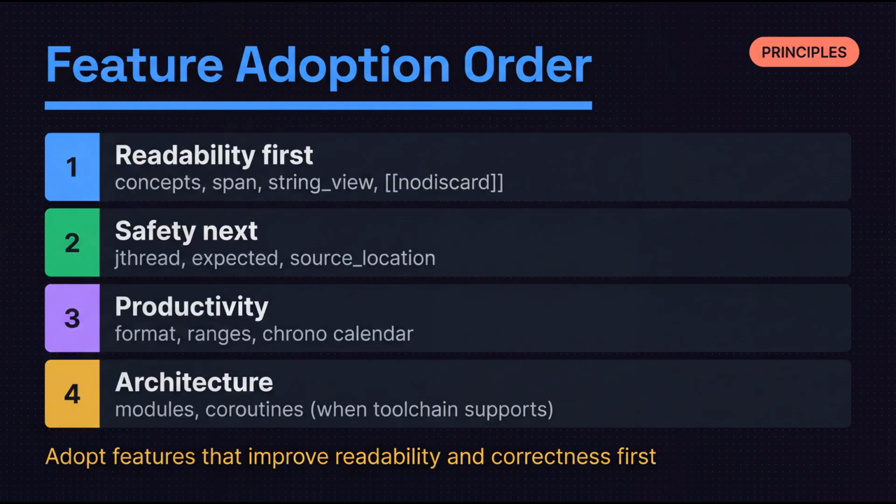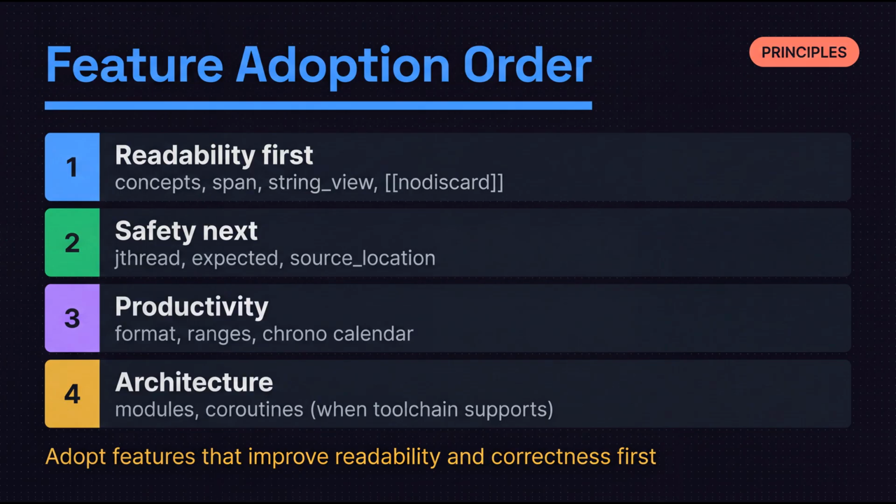Adopt modern features in priority order. First, readability features. Concepts make template constraints explicit. Span and string view make borrowing clear. Nodiscard prevents ignored return values. These are low-risk, high-clarity upgrades.